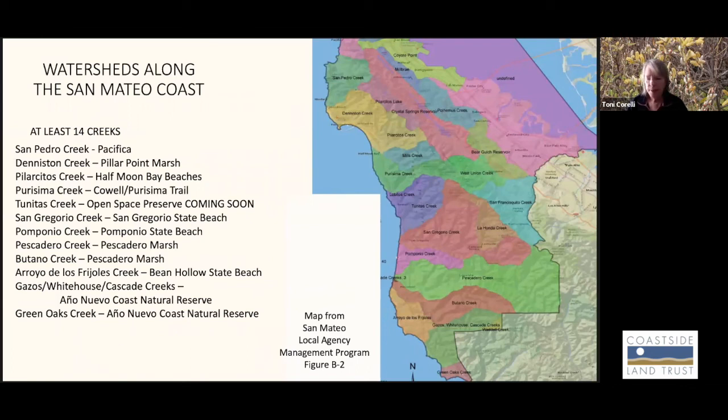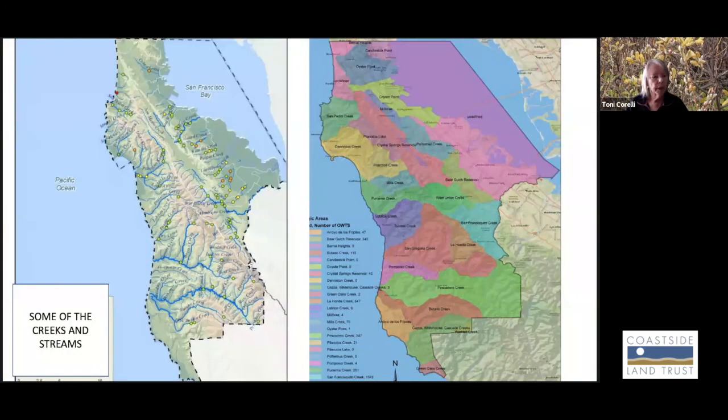I did have a slide, this one here, I didn't put it in the presentation, that shows a lot of our creeks, but it only goes up to Half Moon Bay, to San Pedro Creek up here, Half Moon Bay being here. So it may be this creek that he's talking about up here. Okay.